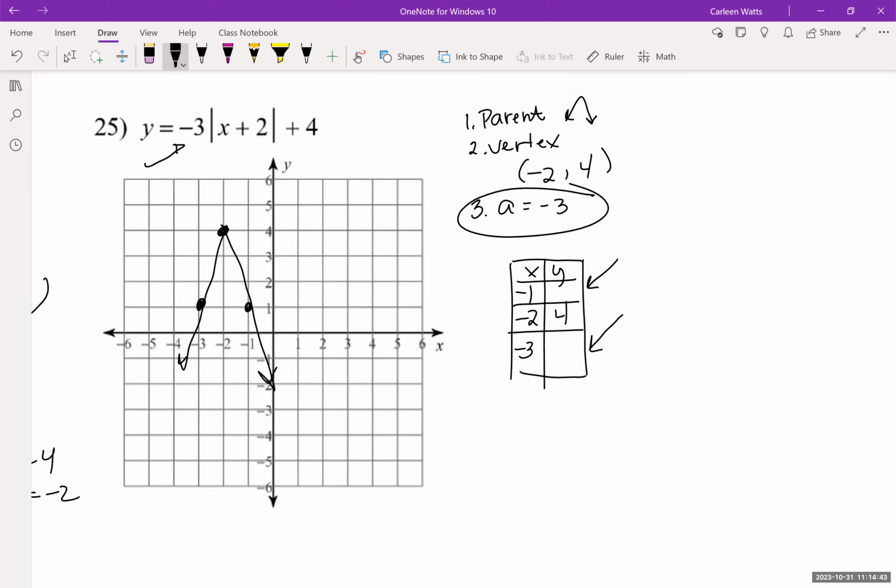Okay, I'll plug in this one. y equals -3 absolute value of -1 plus 2, which is -3 absolute value of 1, which is -3 plus 4, which is 1. It works. You can either use A or you can do it using arithmetic. Arithmetic sounds like a sequence. You can do it using arithmetic, but sometimes absolute value can be tricky.